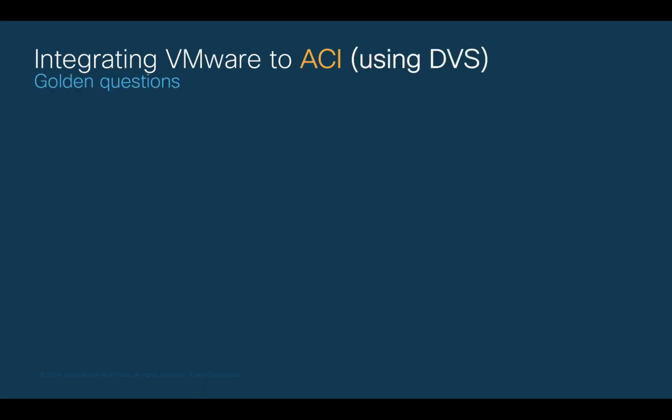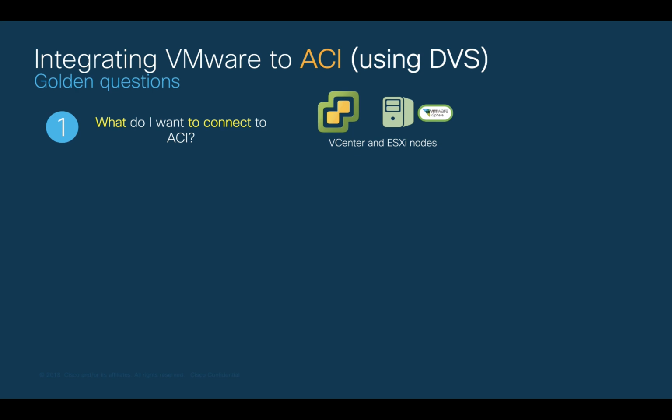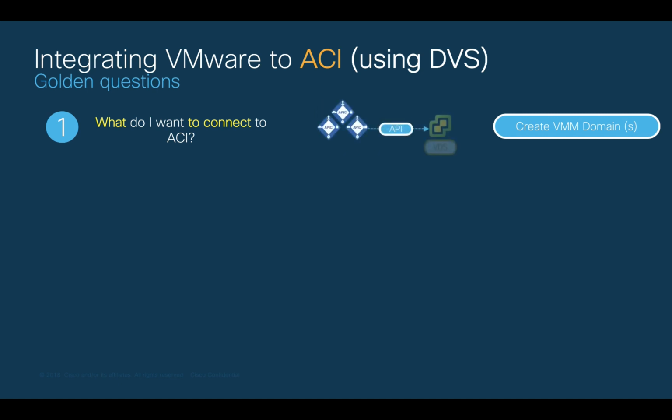We'll start with our traditional golden questions. First, what do we want to connect to ACI? The answer is vCenter and ESX nodes. Therefore, we will create a VMware VMM domain which will request vCenter to create a standard VDS on its behalf.